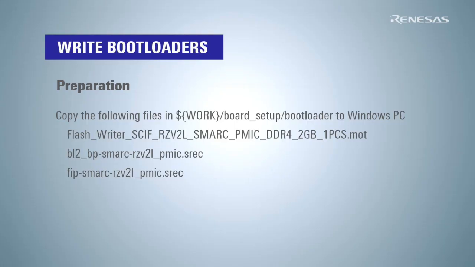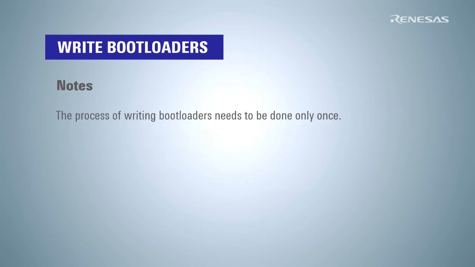In preparation for writing bootloaders to the evaluation board, copy the 3 files in the bootloader directory to your Windows PC. The process of writing bootloaders needs to be done only once.